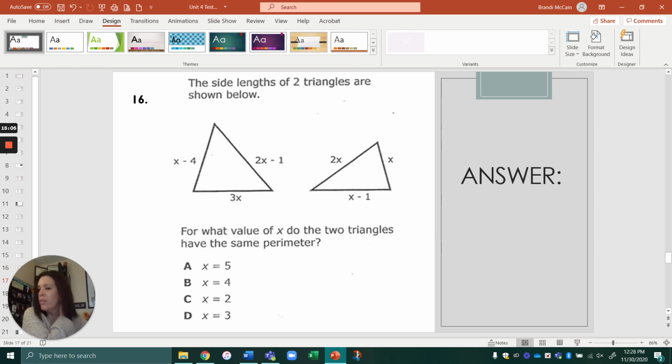16. Here is a throwback question. For what value of x do the two triangles have the same perimeter? So they're equal. So we have two equal equations. This is throwback to Unit 2. Remember, combine our x's. We have 1x, 2x, and 3x's, which combines for 6x's. And -4 and -1 combine for a -5. We have 2, 1, and 1, which is 4x minus 1. So we set these equal together. We get 6x minus 5 equals 4x minus 1.